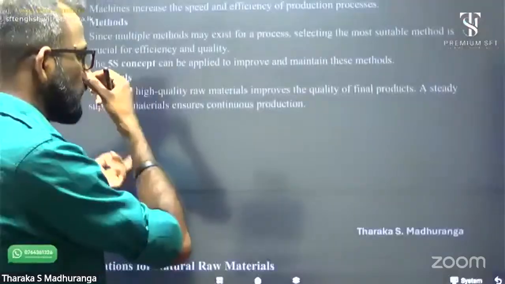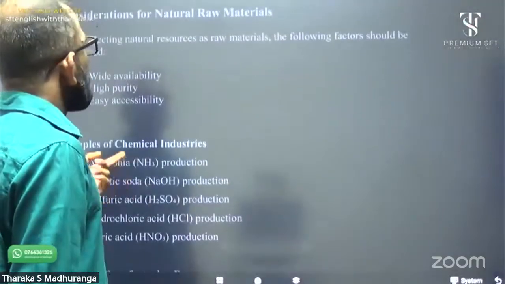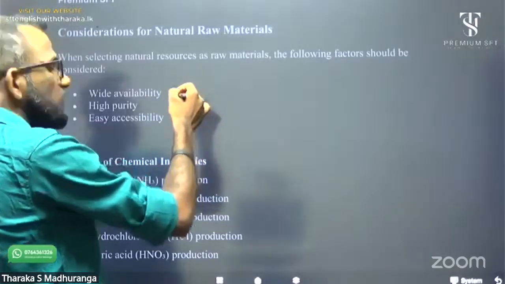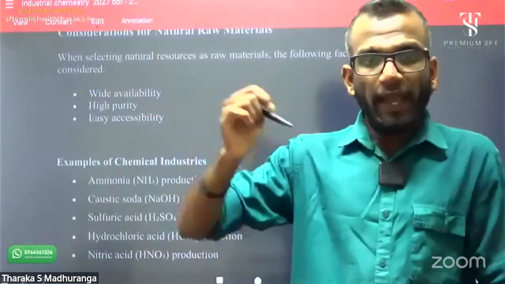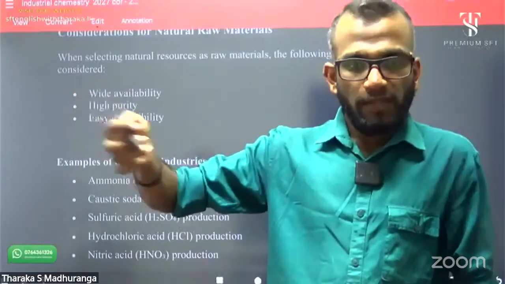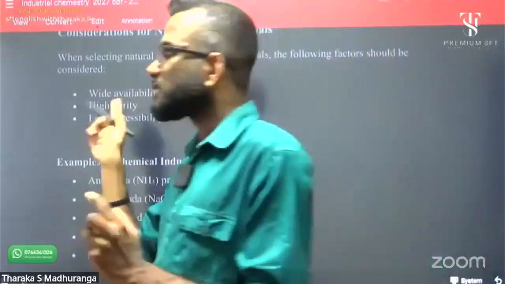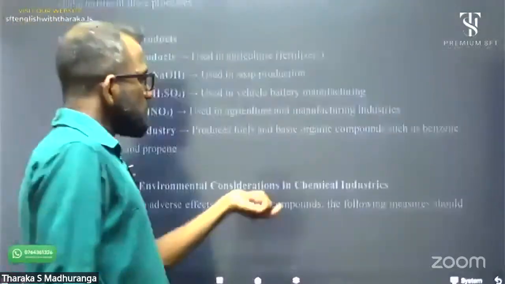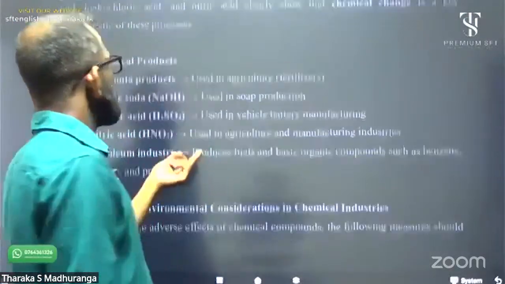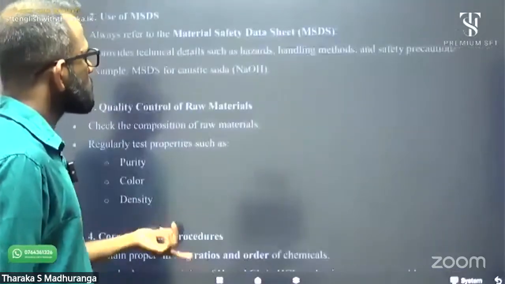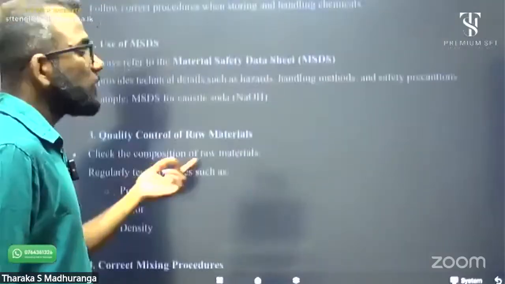Okay, that we already discussed. These factors are very important. When we select raw materials, wide availability, easy accessibility, that means transportation ability, and the purity of the raw material are very important. Okay, they are the different chemical industries that we discussed. And the MSDS sheet we already discussed.